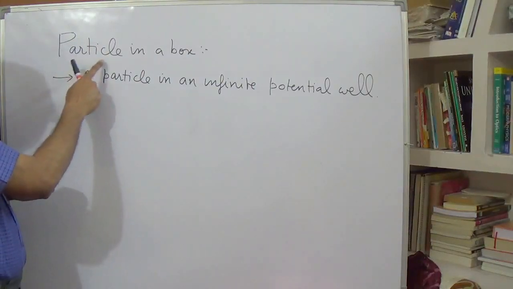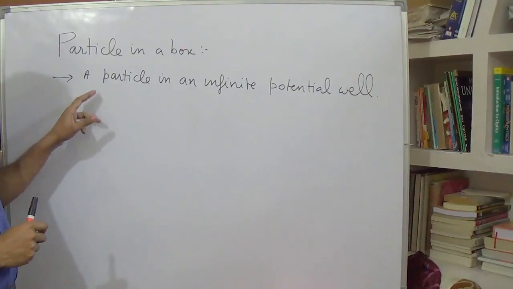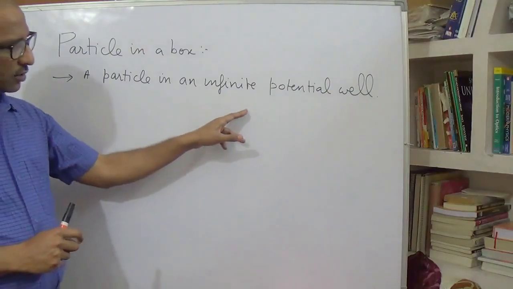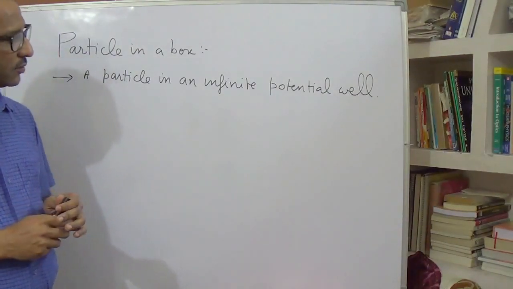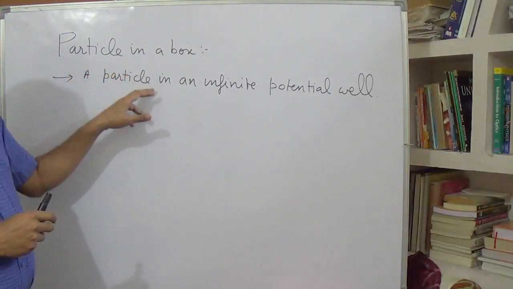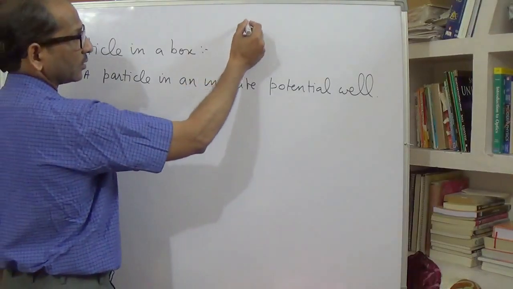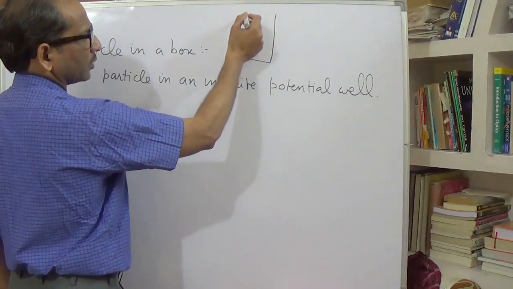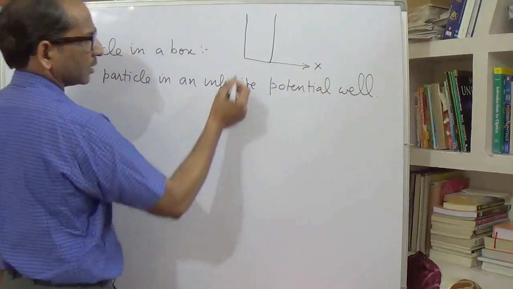Today's topic is particle in a box, or sometimes this is called a particle in an infinite potential well. This is an application of the Schrödinger equation, where a particle is trapped in a potential well. The idea is we have this one-dimensional potential well. This is our x-axis.